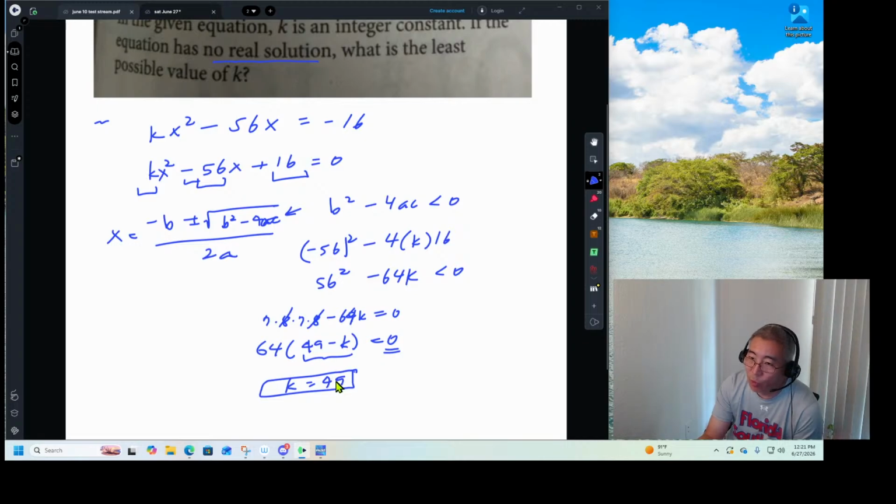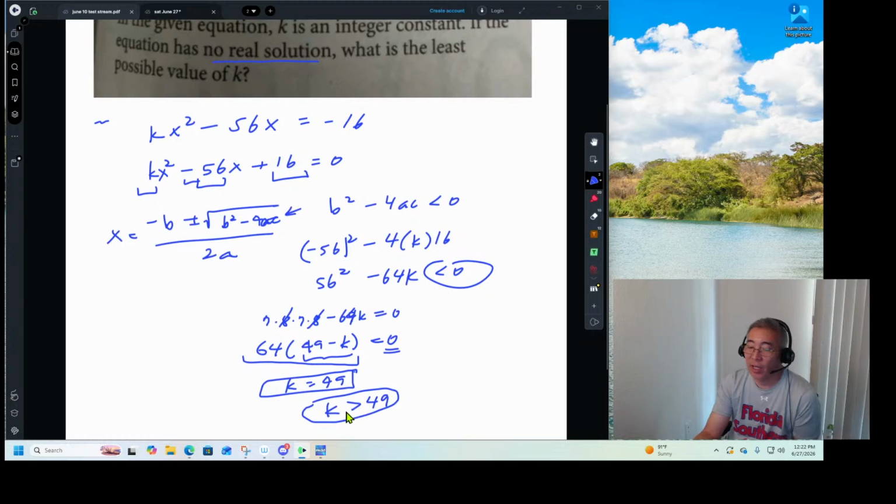Now, if it was 49, then that would have exactly one solution, but we wanted to have no solution. So what we want to do is make this left side less than 0. And to do that, we would need a value that is bigger than 49, because if we put in something slightly bigger than 49, then this would be negative, and it would make the whole thing negative, which is what we want. Okay, so we want k to be slightly bigger than 49. Or way bigger than 49.